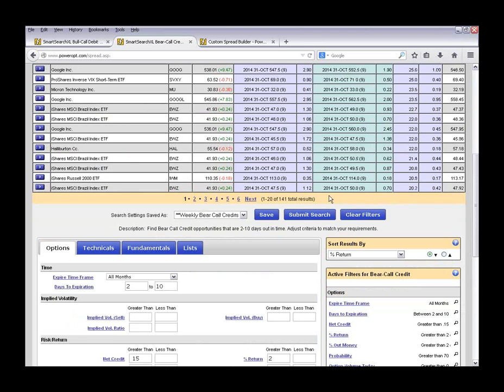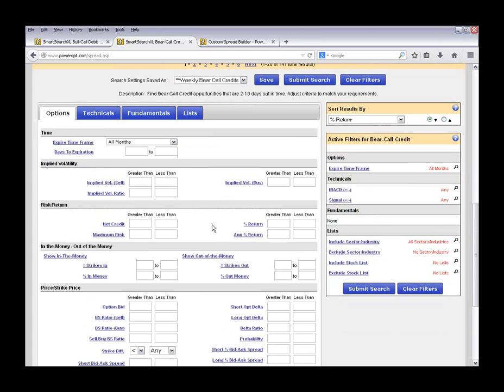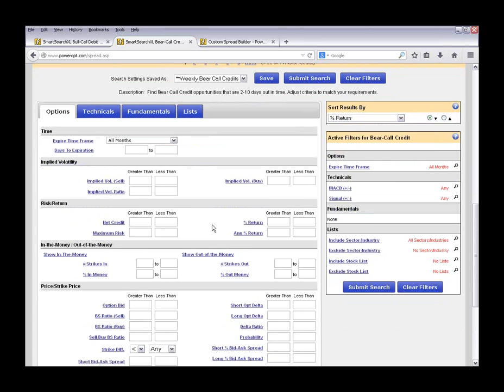Well, that's too much. Let's again review what criteria you might want to look for when analyzing a bear call credit. Let me clear the filters. I'm going to wipe that out from scratch. This time, let's start off with our options criteria, because the options criteria used for a bear call credit are not going to be much different from the bull put credit. The system knows what it means to be out of the money in a bear call and out of the money in a bull put.